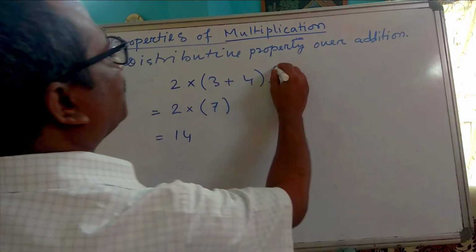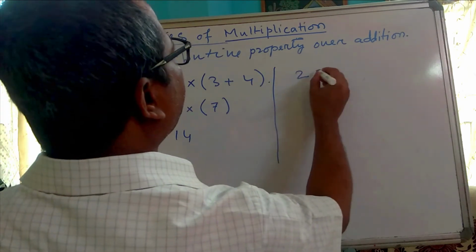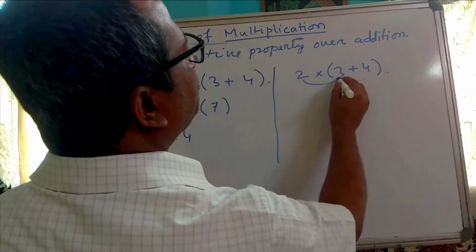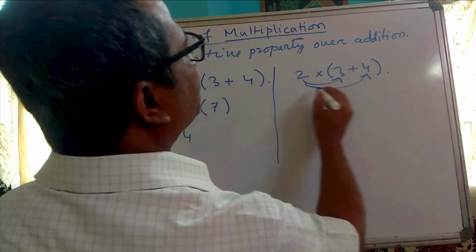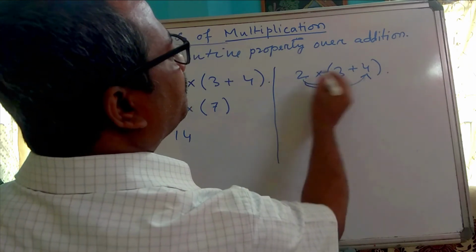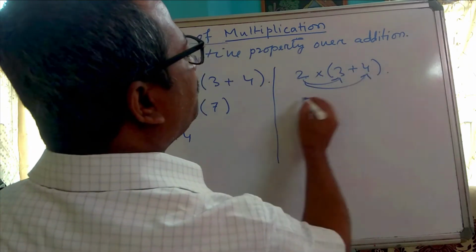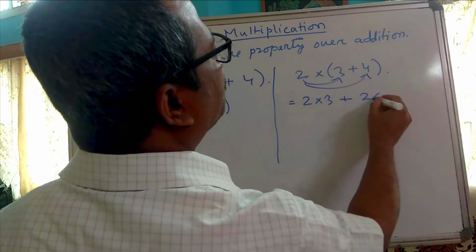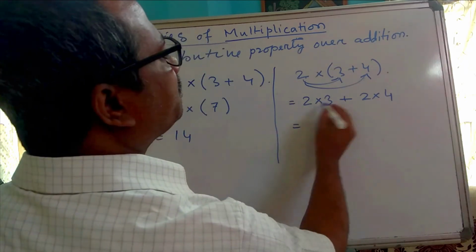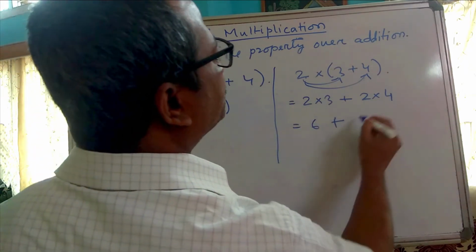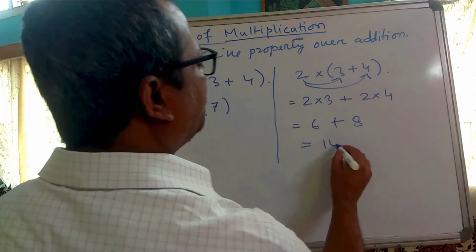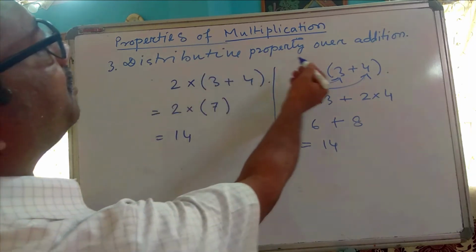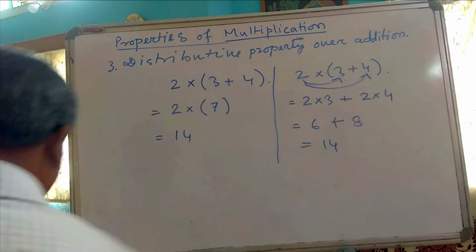Now, distribution means 2 into 3 plus 4. You can distribute 2 to both. 2 into 3 plus 2 into 4. Now you see 2 3s are 6 plus 2 4s are 8. 6 and 8, how much comes out? 14. This property is known as distributive property over addition.